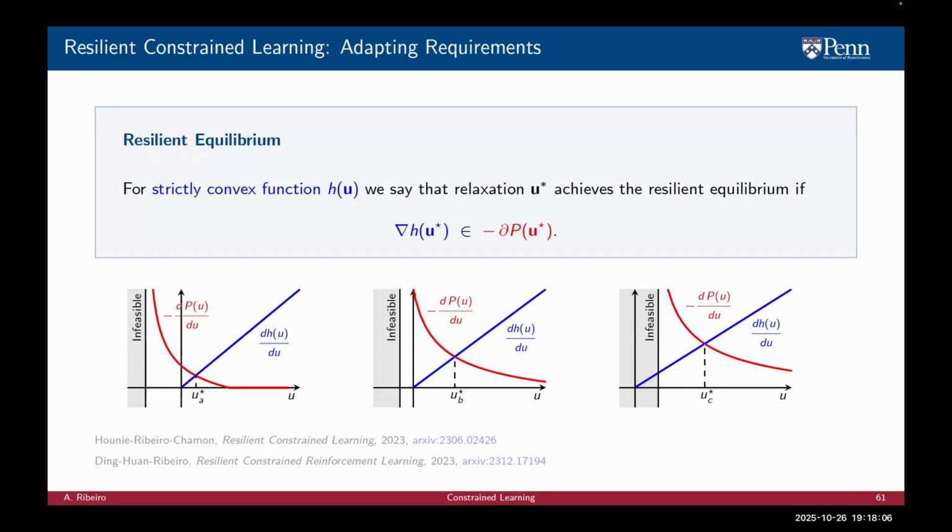Okay, so what you can see here is this. This is the derivative of the objective with respect to the relaxation. So if the problem is easy, that relaxation moves a little bit. If the problem is of middle difficulty, the relaxation becomes larger. And if the problem is very difficult, the relaxation moves a lot. Okay? So this is a very sensible equilibrium condition.